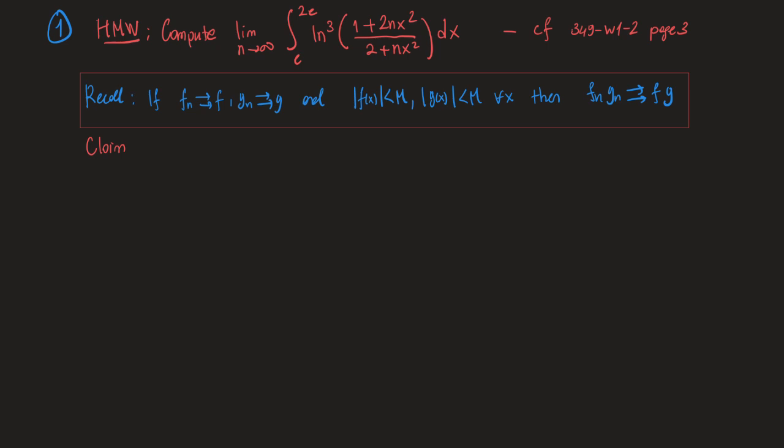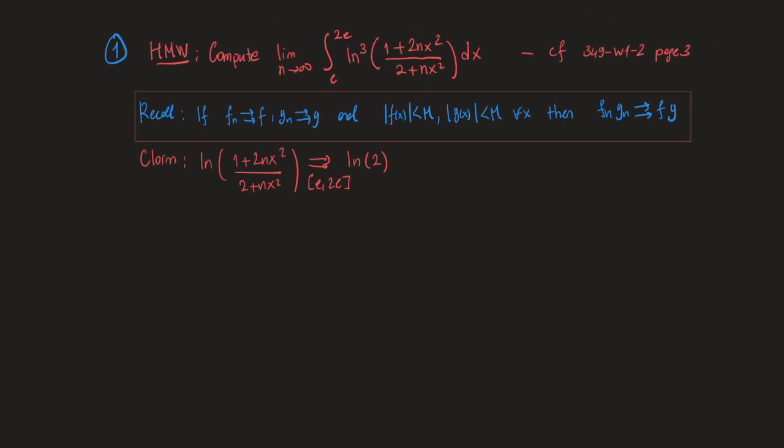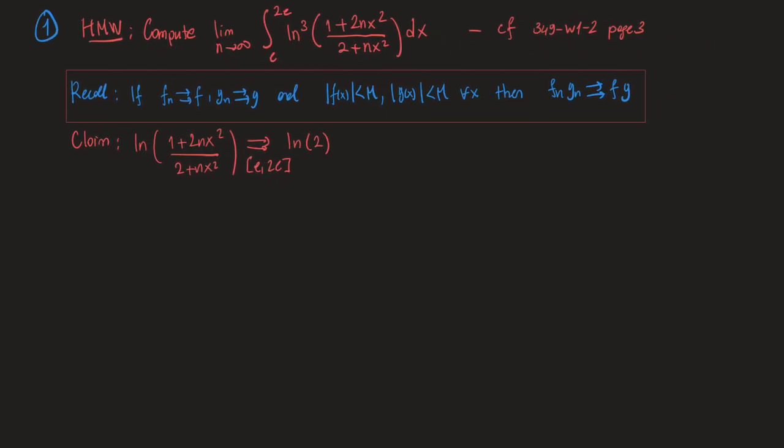So claim: ln of (1 plus 2nx squared) over (2 plus nx squared) is uniformly convergent on [e, 2e] to ln 2. Why ln 2? Because it is my pointwise limit. So let me start.